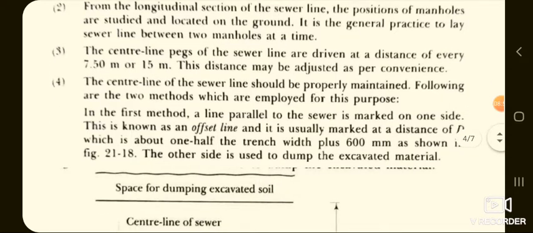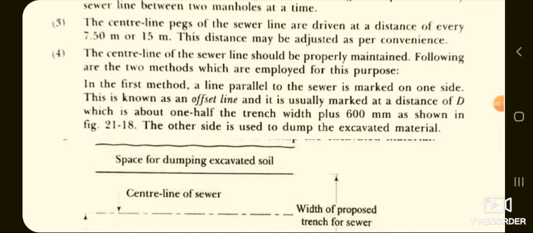The center line pegs of the sewer line are driven at a distance of every 7.5 meter or 15 meter. This distance may be adjusted as per convenience. The center line of the sewer line should be properly maintained. Following are the two methods which are employed for this purpose.